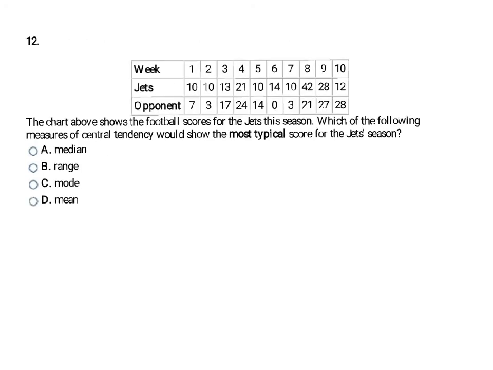So here's another problem where we're finding which of the mean, median, or mode would be the best representation of the data. So it says the chart above shows the football scores for the Jets this season. Which of the following measures of central tendency would show the most typical score for the Jets this season? So anytime you are looking for most typical or most common, that's always the mode that's going to represent that best. That's going to give you the best idea of what you're looking for.